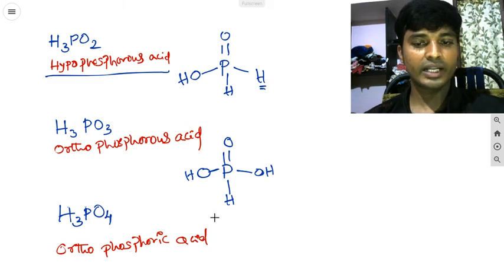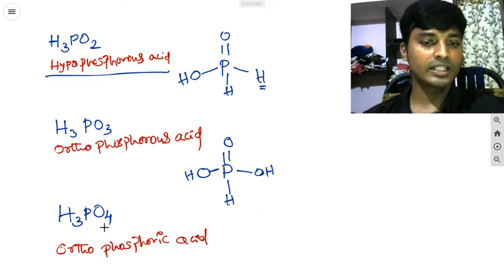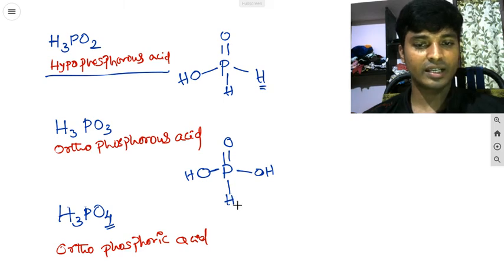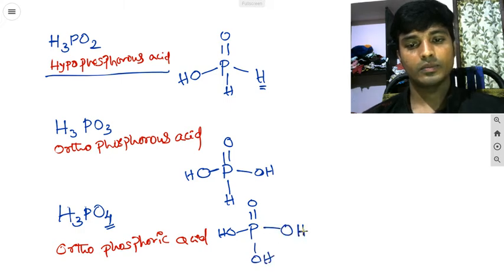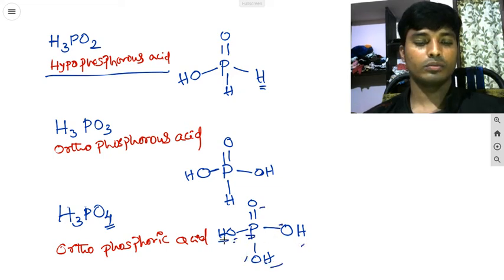For orthophosphoric acid, another oxygen is coming here. So whatever hydrogen is left in orthophosphorus acid, along with that I will attach the oxygen. So P double bond O, OH, OH, OH. Now this is H3PO4, orthophosphoric acid. So these two are very, very important acids.